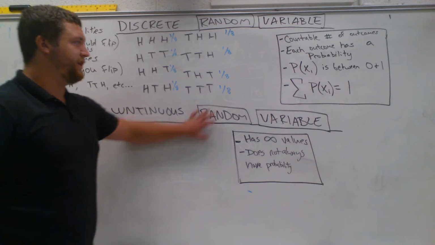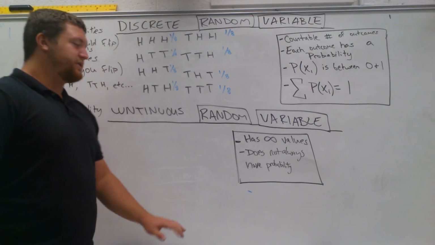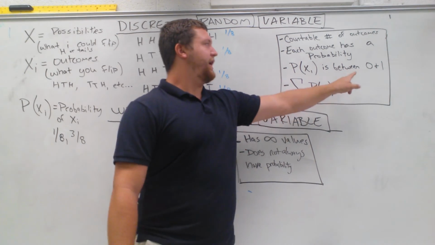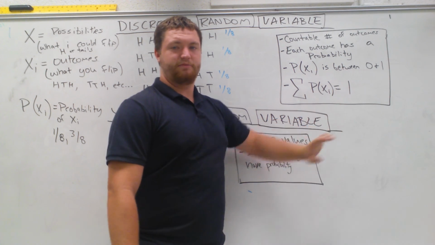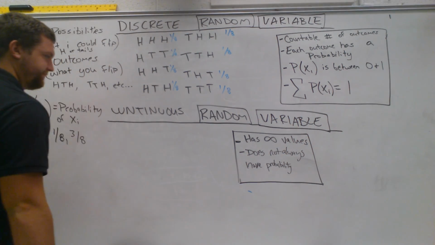I didn't fill in any of this stuff here because if it has no probability, then I can't add up the P of x sub i's because they don't exist. Does that make sense?